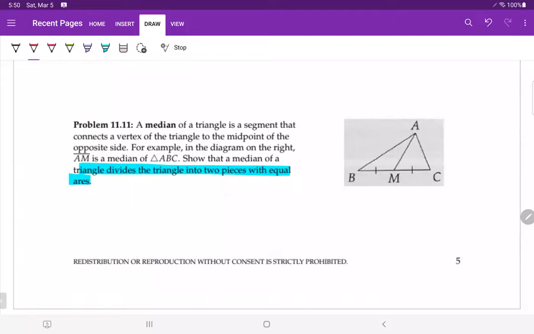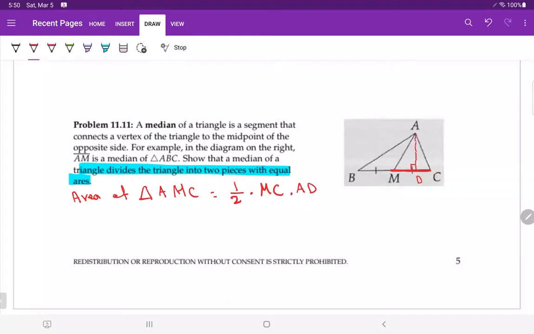what is the area of the triangle AMC? If you choose MC to be the base, AD is going to be the height. So the answer is half times the base, which is MC, times the height, which is AD.